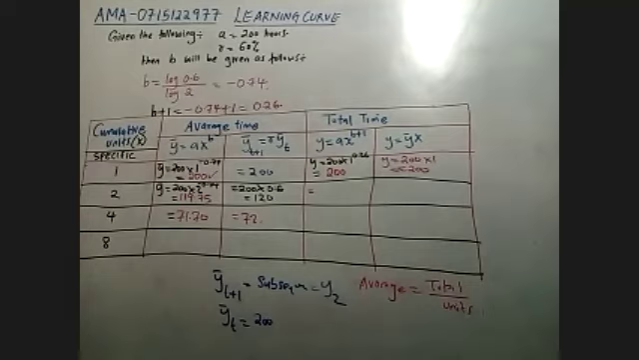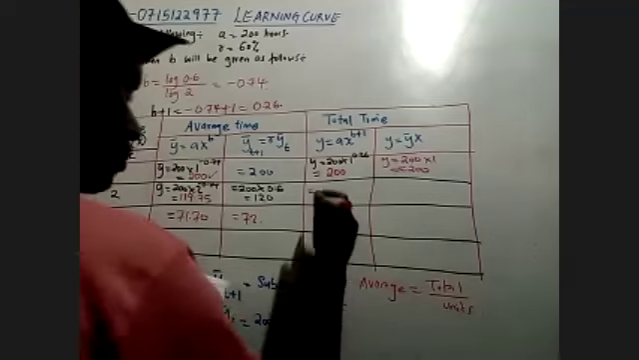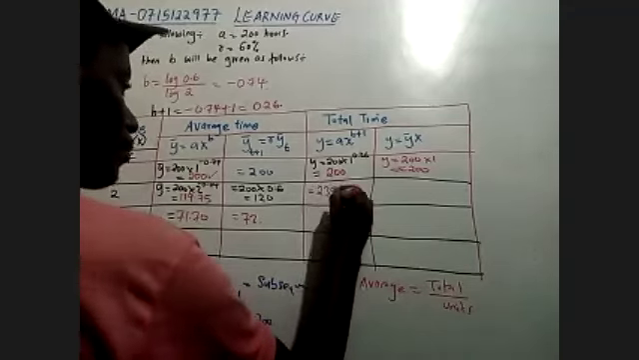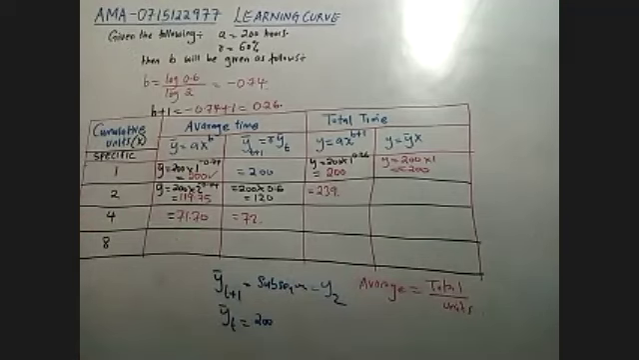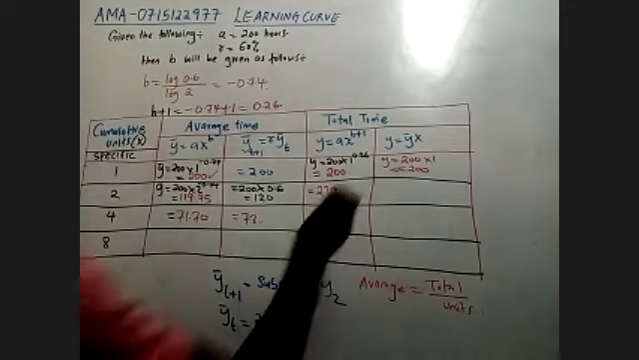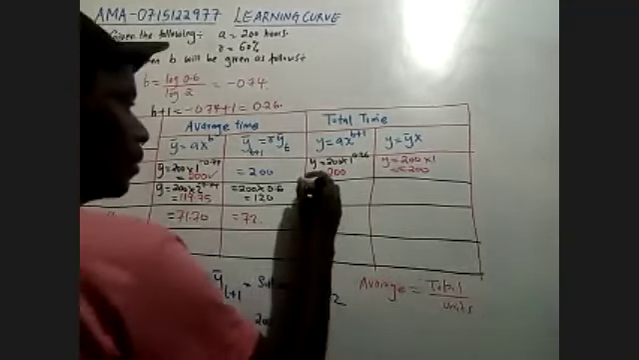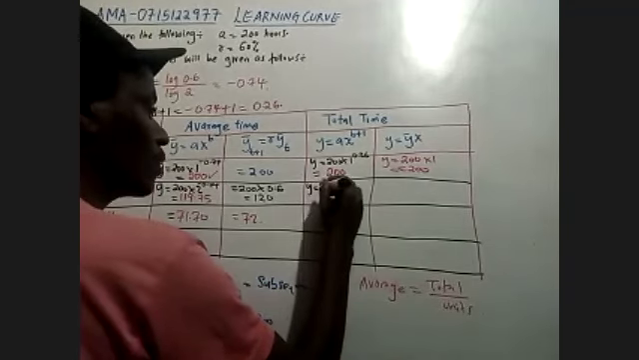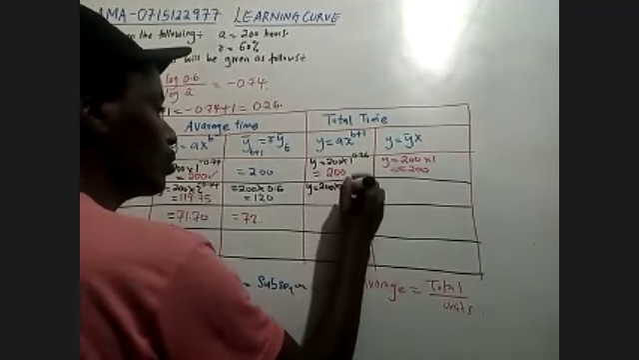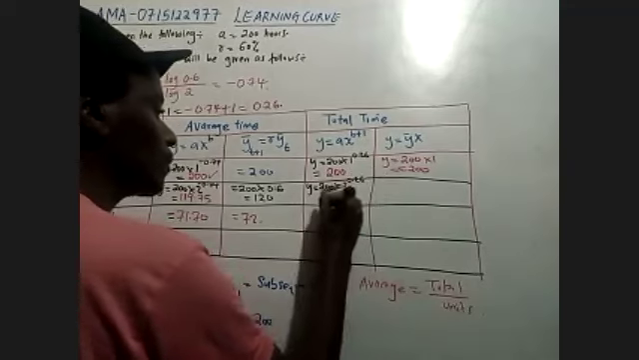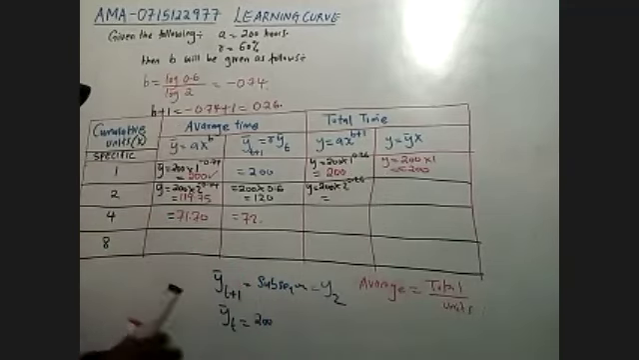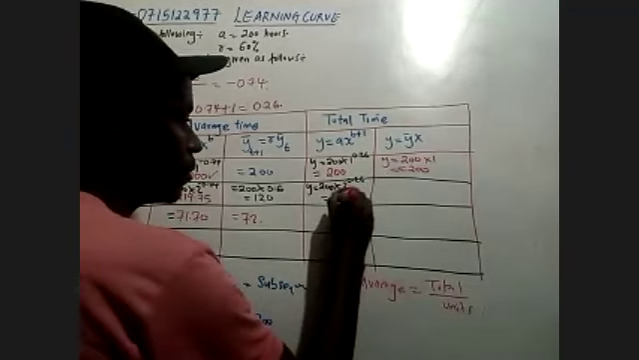Are you getting 239? Okay, you should start with the formula. Let me see your formula. Y is equal to 200 times 2, 0.26. So 239.